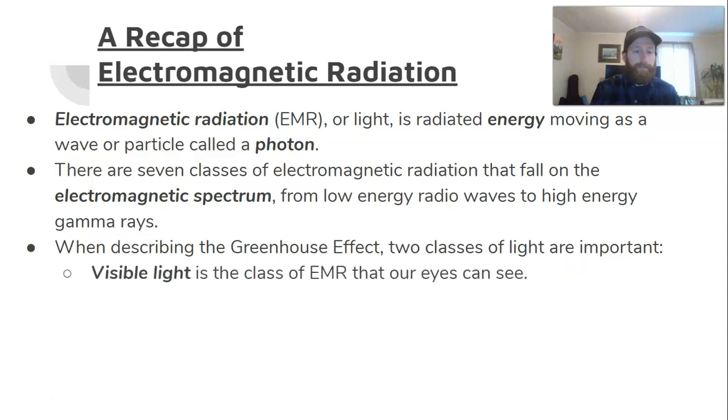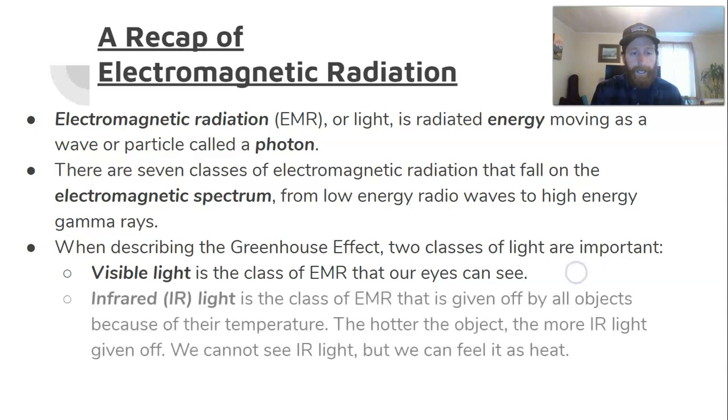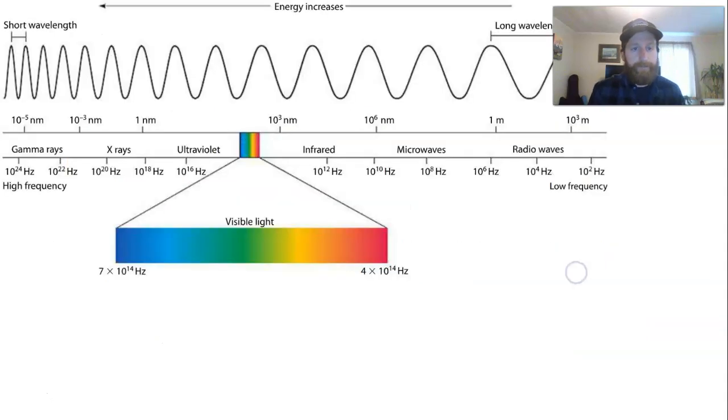We're going to be focusing on visible light, which is the class of EMR that our eyes can see, and infrared light, which is the class of EMR that is given off by all objects because of their temperature. The hotter the object, the more IR light given off. We cannot see IR light, but we can feel it as heat. So I'm giving off infrared radiation, so is my desk, so is my computer. I'm giving off more than my desk or my computer because I am warmer than those objects.